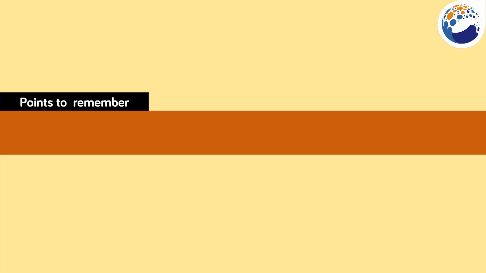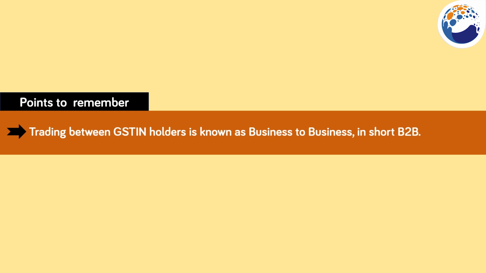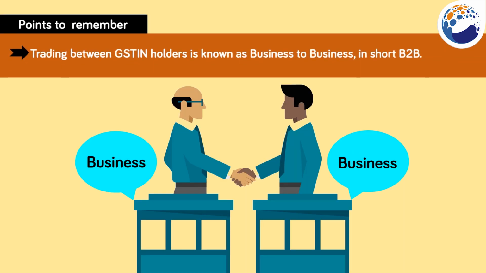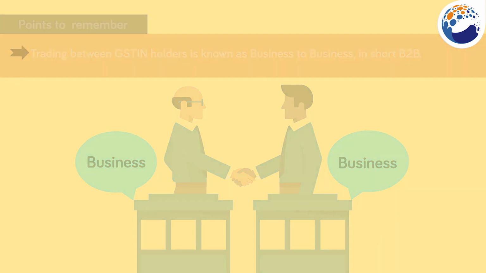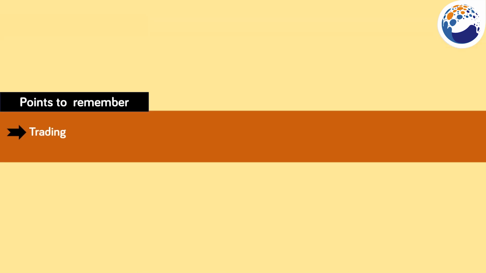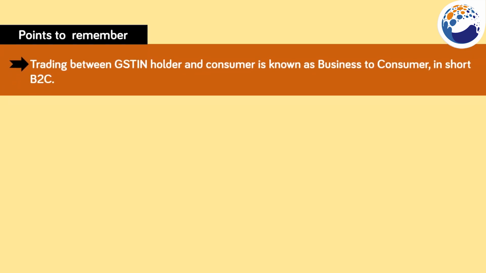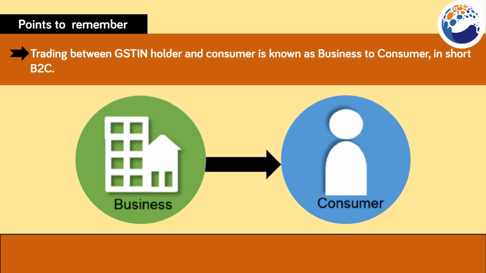Remember, trading between GSTIN holders is known as business to business, in short B2B. Trading between GSTIN holder and consumer is known as business to consumer, in short B2C. This is the last link in the trading chain.